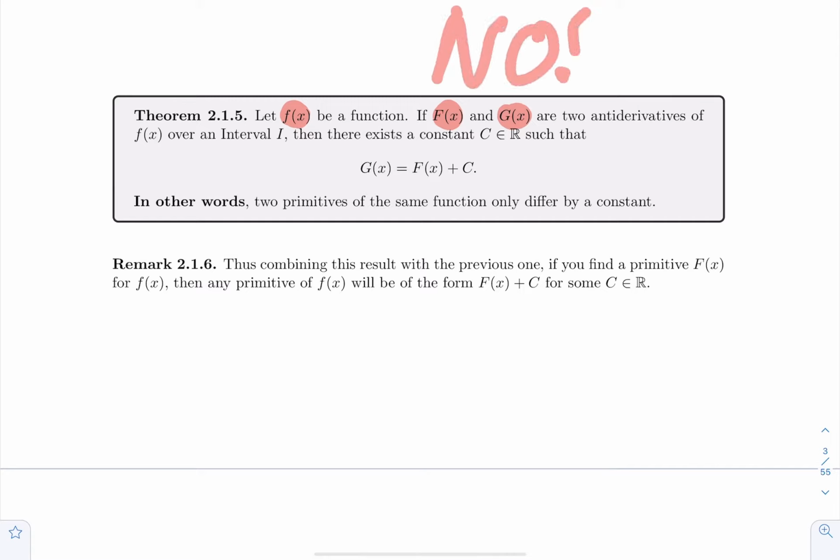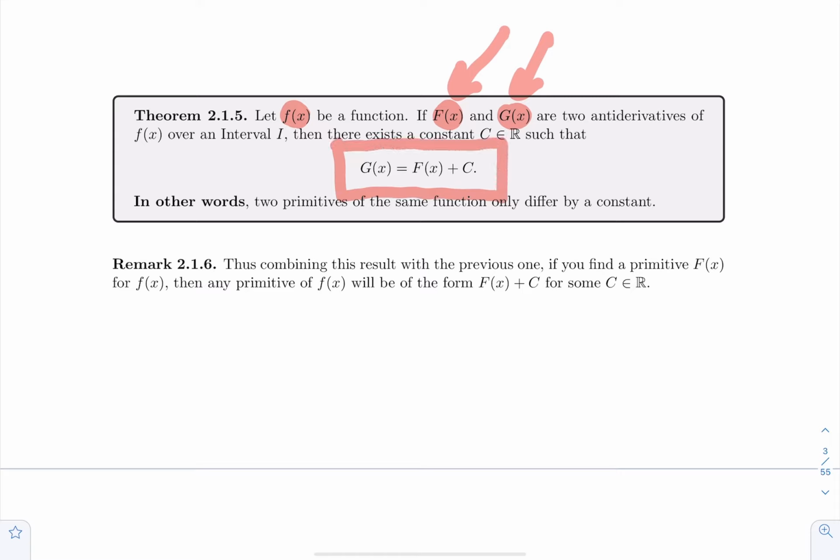If you have two primitives, big F and big G, so suppose you start with two primitives for the same function over the same interval, then there's always a constant, big C, such that big G is big F plus C. So in other words, if you have two primitives, the second one is the first one plus a constant. They only differ by a constant. And this is actually very powerful, because if the question is, hey, can you find all the primitives for one function?